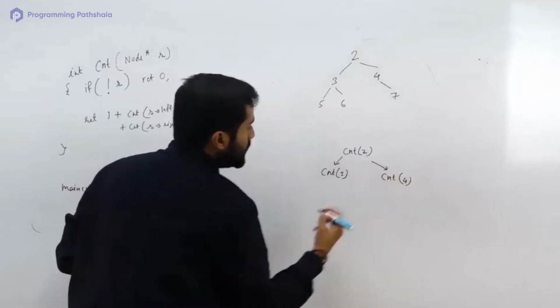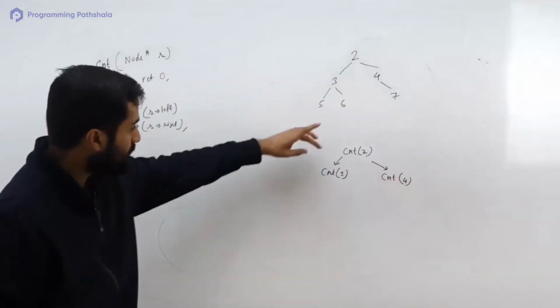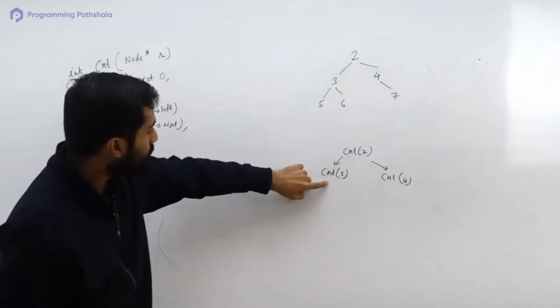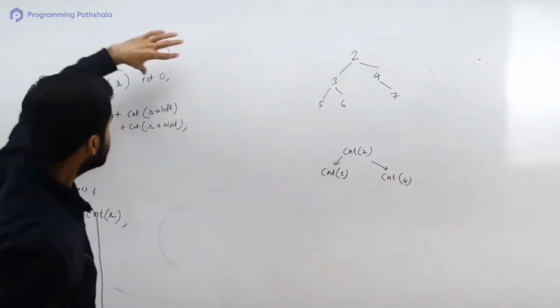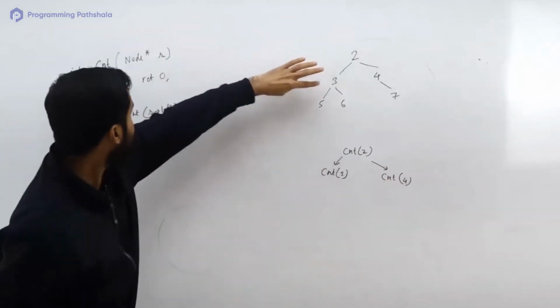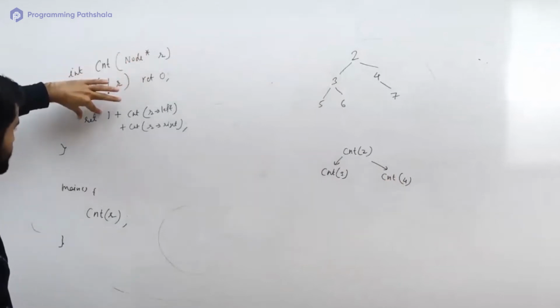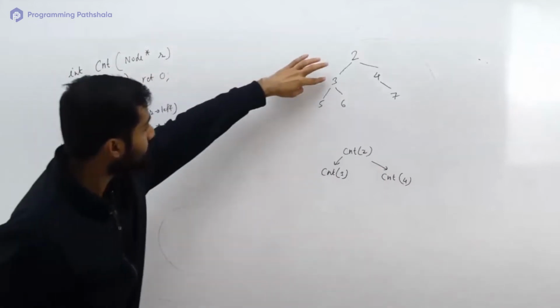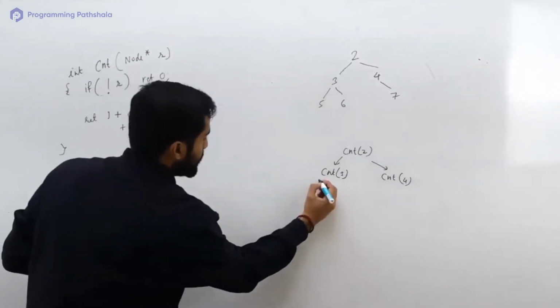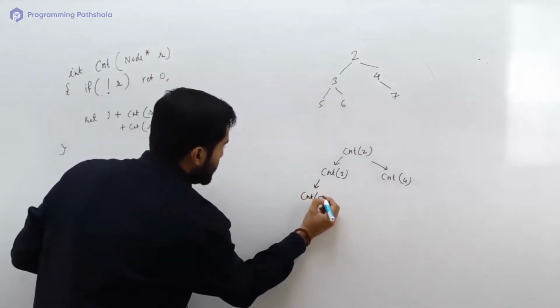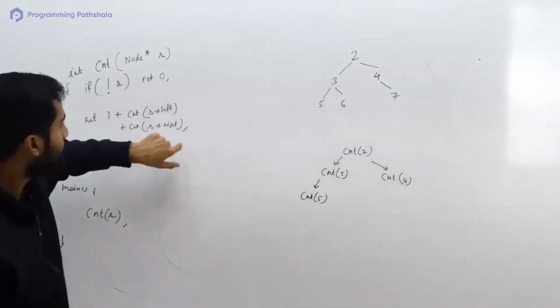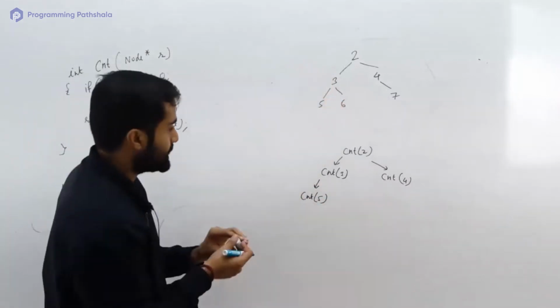Correct? Now, you might have learned how recursion works. The control comes from here to here. So now when you are at count of 3, this thing gets called for 3. Again, this condition is false, so you will come here. When you come here, you will make a call to count of 3's left, which is 5. So you will call count of 5. And after that, you would also call count of 3 right, which is 6.